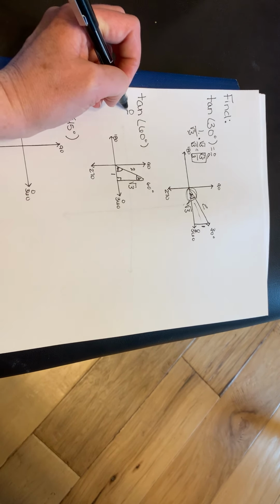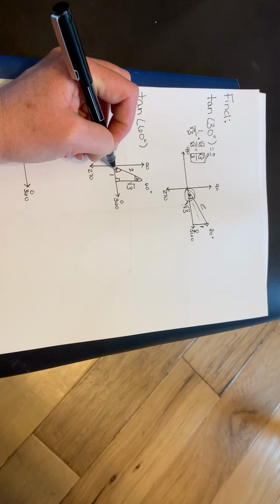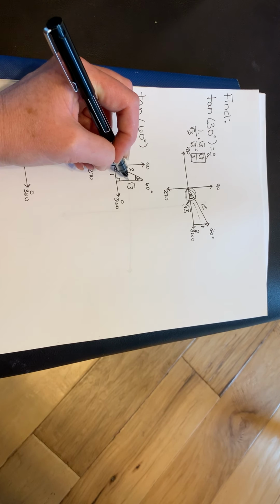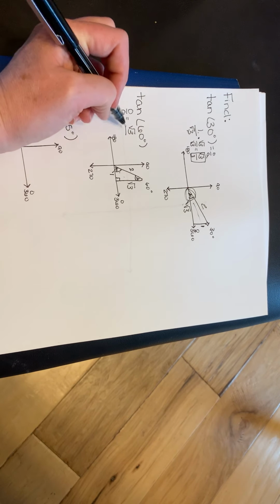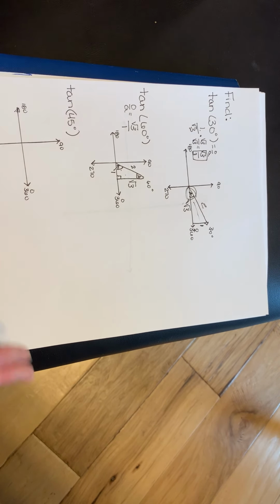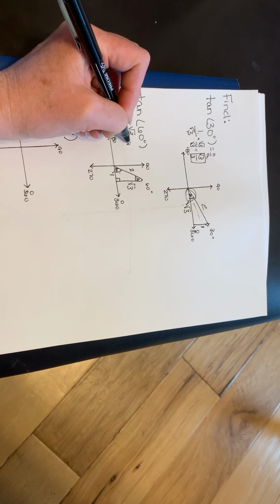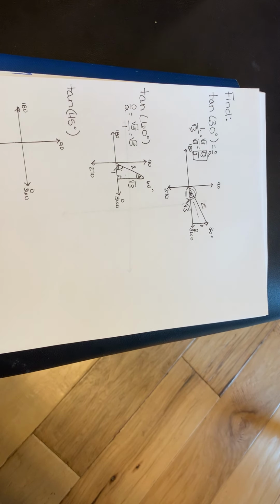Tangent is opposite over adjacent. So opposite of this reference angle would be square root of 3. And my adjacent right next door to it would be 1. You can write it like that, or you can do square root of 3. Okay.